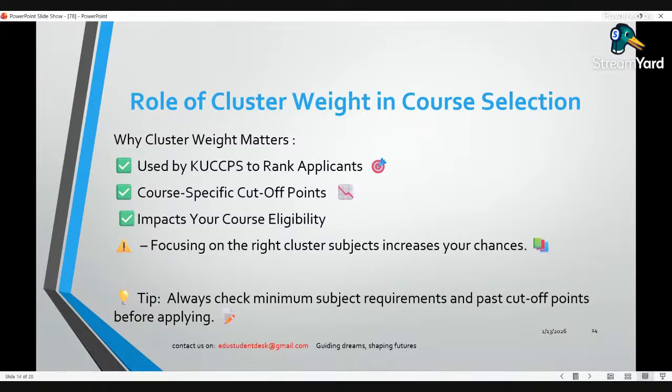So let's move on next to the role of cluster weight in course selection. Your weighted cluster points determine how you are ranked against others applying for the same course. For example, if 1,000 of you apply for a course in the same institution, you will be ranked according to your cluster points. Those with higher cluster points will have high chances of being selected.